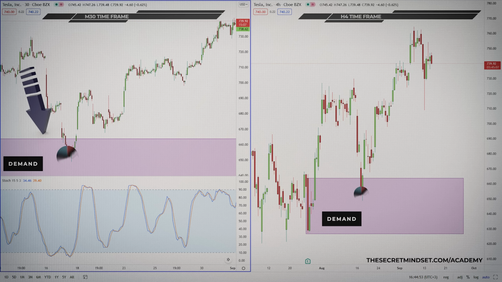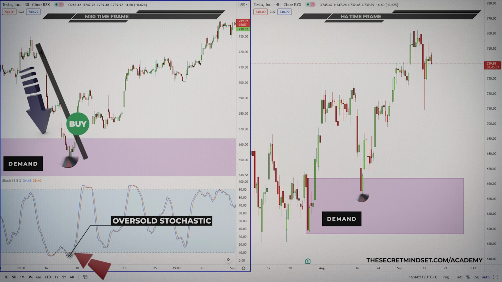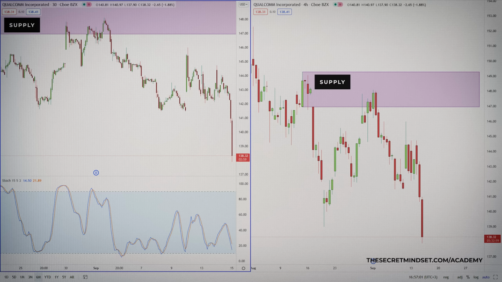I like to see a confirmation signal before entering. We can see a nice up move which followed this oversold stochastic signal. You could also wait for this trend line breakout if you really want to be sure that the bulls are taking full control. Here's another example.